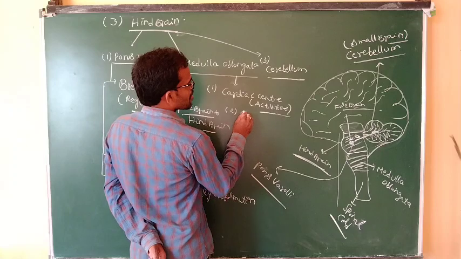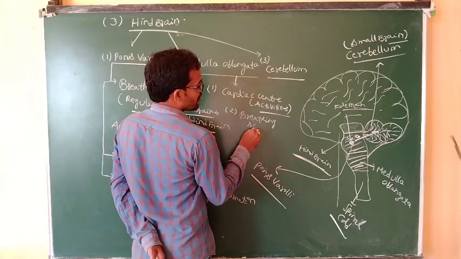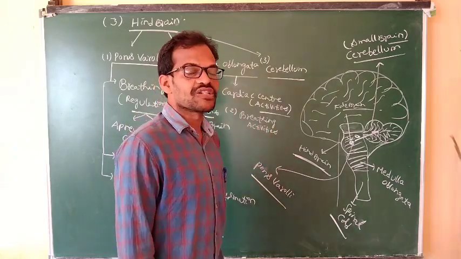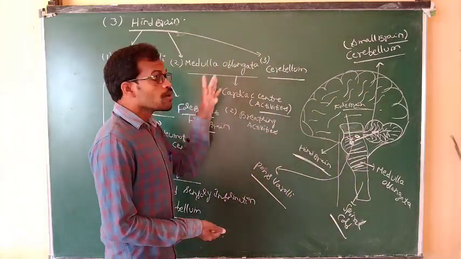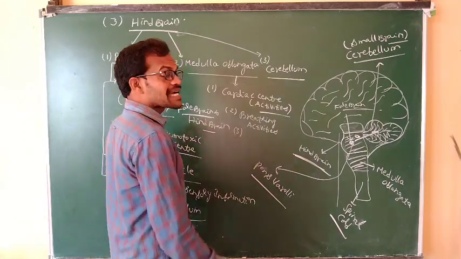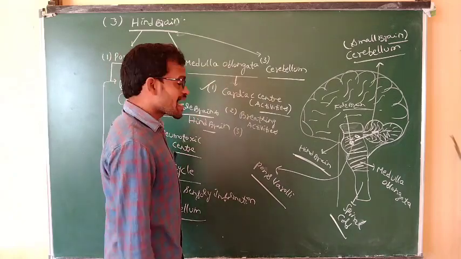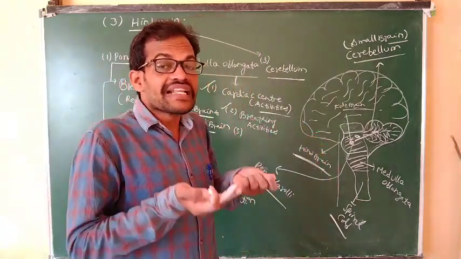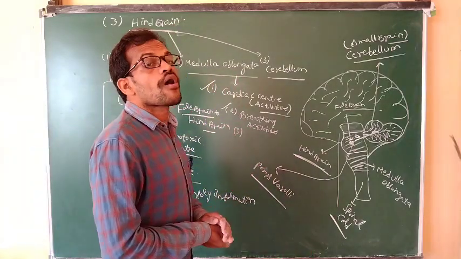What is the other function? Breathing activities, or breathing control: inspiration and expiration. These inspiration centers and expiration centers are located in the medulla oblongata. It regulates cardiac activities and breathing activities, increasing or decreasing inspiration and expiration. All this regulation is controlled by the medulla oblongata.